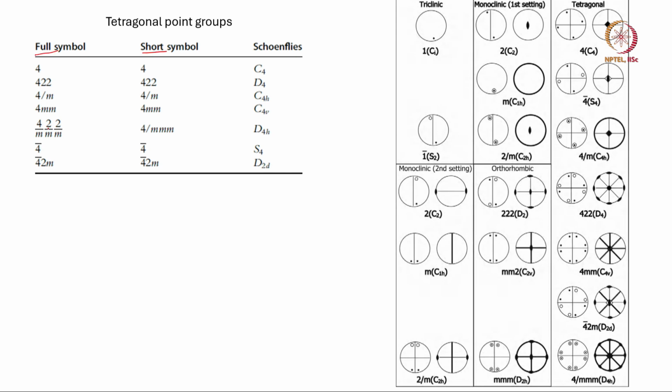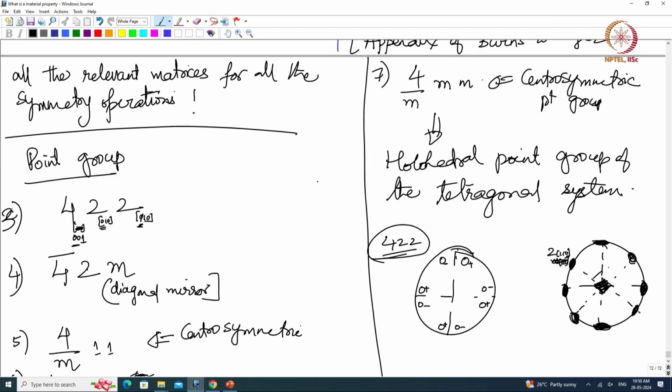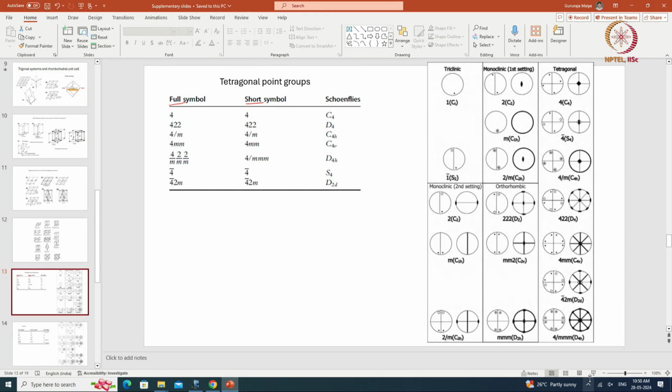Let me clarify one thing. 4 by mm means this is also equal to, just like I said, if I have 2 m's, this is also a two-fold axis of symmetry. So this is equivalent to 4 by m, 2 by m, 2 by m. But instead of writing 4 by m, 2 by m, 2 by m, I am just going to write it as 4 by m, m, m. So this is the longer symbol and this is the shorter symbol. That is exactly what I am going to show now in the slides.